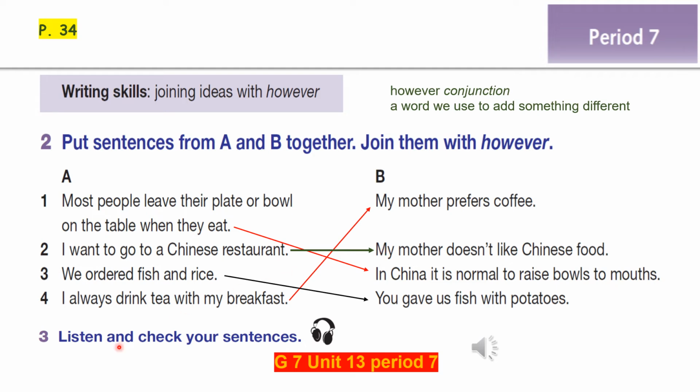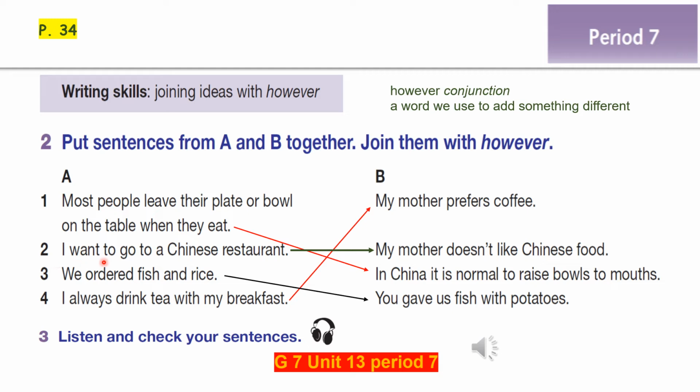Listen and check your sentences. In this exercise, you only have to listen carefully so that you can check your answers. Are you ready? Let's get started. 1. Most people leave their plate or bowl on the table when they eat. However, in China, it is normal to raise bowls to mouths.